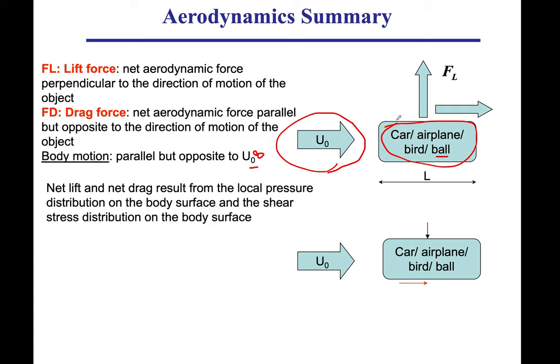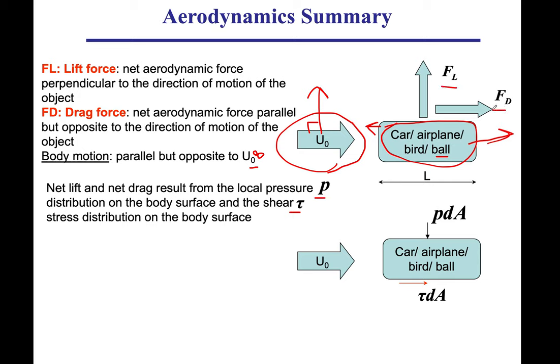And the lift force is the force perpendicular to this U infinity, 90 degrees, and the drag force is the force parallel to U infinity. So the drag force acts on the airplane, and it tries to slow it down because the airplane is really moving in this direction. And what are the sources of these lift and drag forces? The origins: pressure and shear stress. So this is pretty much the summary. So remember those terms, pressure and shear stress, and lift and drag.